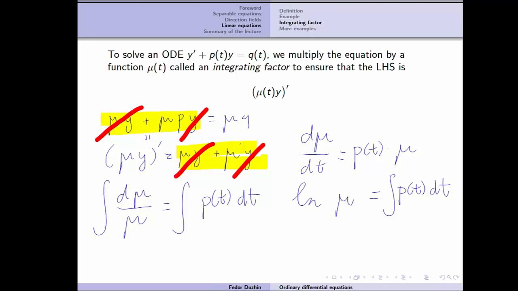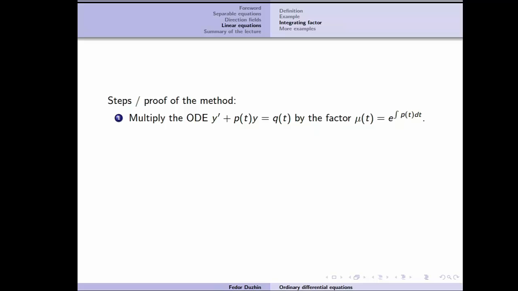So then we apply the exponential function, and then we get that mu is e to the power integral of p of t dt. And again, an alternative would be minus the same thing, but we don't care because we don't have to find all solutions now. So the first step of solution of a linear differential equation is to multiply it by this integrating factor. And so once again we need to take p of t, integrate it, and then we raise e to this power.